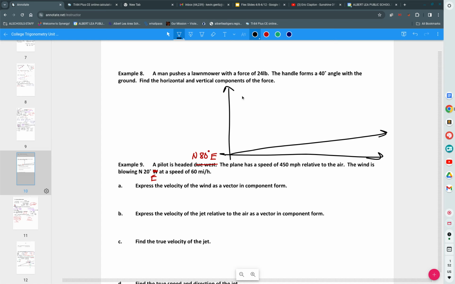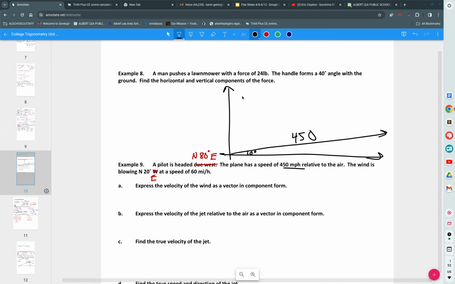So we got north 80 degrees east looks something like that. Where that's 80 degrees, right? So how many degrees are left over for this angle right here? 10. So I got a 10-degree angle right there. And it's traveling at a speed of 450. So that's going to be the magnitude of the vector. Okay?